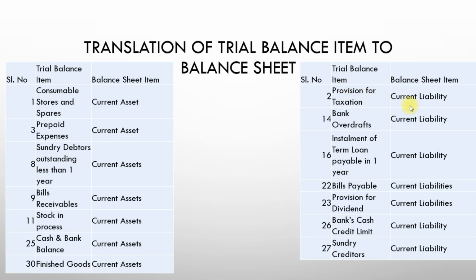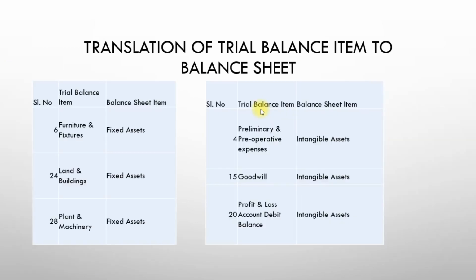Similarly, for current liabilities, what trial balance items are current liabilities in the balance sheet? They may be provision for taxation, bank overdrafts, installment of term loans payable in 1 year, bills payable, provision for dividend, bank's cash credit limit, and sundry creditors. So these items on the trial balance are linked to current liabilities in the balance sheet.